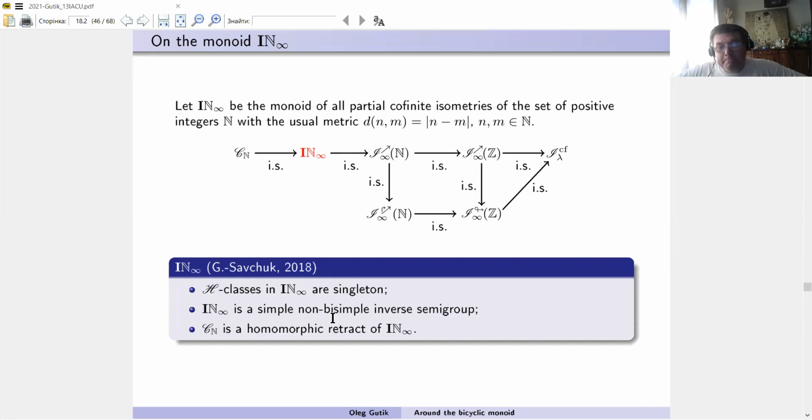Moreover, this semigroup contains many homomorphic retracts. What is a homomorphic retract? If you have an endomorphism from a semigroup S to the semigroup S, and if this endomorphism is a retraction, then the image under this homomorphism of our semigroup is called a homomorphic retract. First of all, we proved that the semigroup Cn, which is isomorphic to the bicyclic semigroup, is a homomorphic retract. Also, Anatoly Savchuk describes some other homomorphic retracts which contain the semigroup Cn, but we have a problem with the full description of the set of homomorphic retracts of this semigroup.